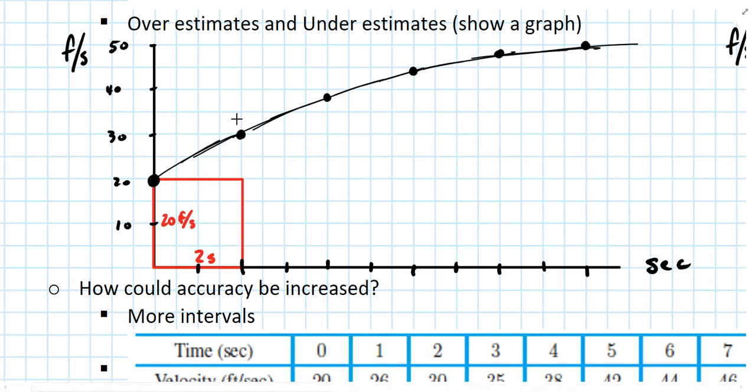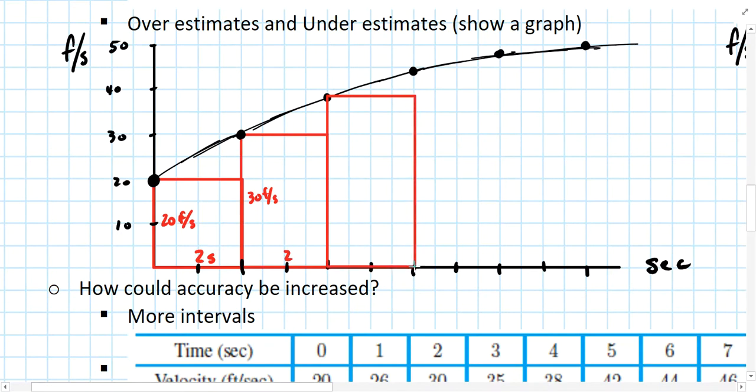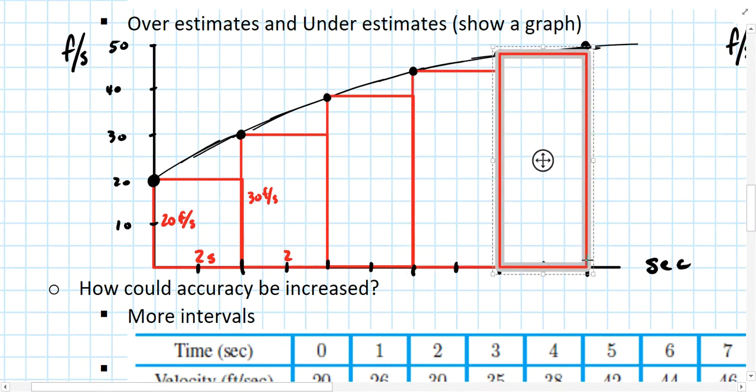I can draw another rectangle for the next interval, and it's going to start at this data point. Here again, the height of the rectangle is given to us because that was a measurement at 2 seconds. We were traveling 30 feet per second, and so on. So if I continue to build these rectangles beginning on the left-hand side of the interval, I can create a whole series of rectangles, and that should give me the area underneath the curve.